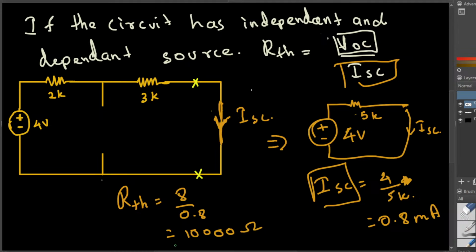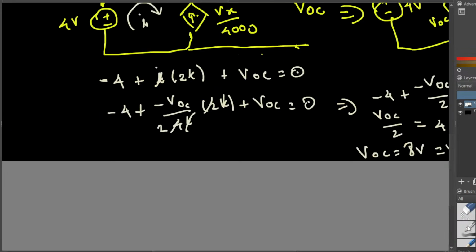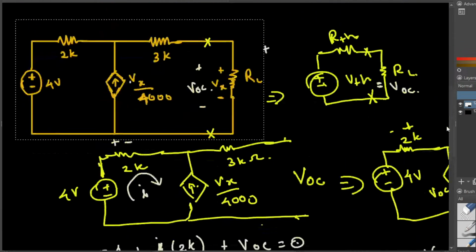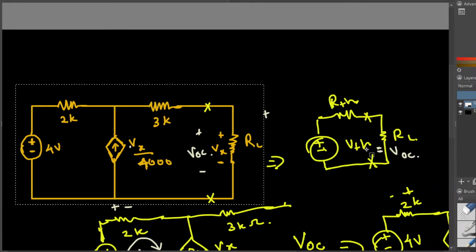Okay, now we have 10k ohm resistor. We found out the resistor is 10k ohm resistor. Once we have found this one, we just have to plug it right here. Now we have found out the VThevenin and RThevenin, so we have the equivalent circuit available.